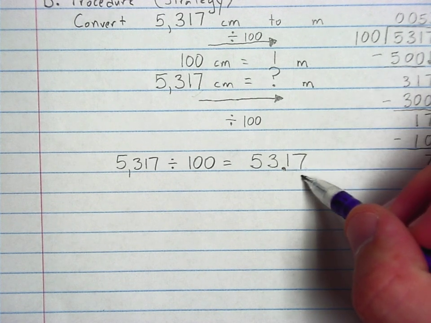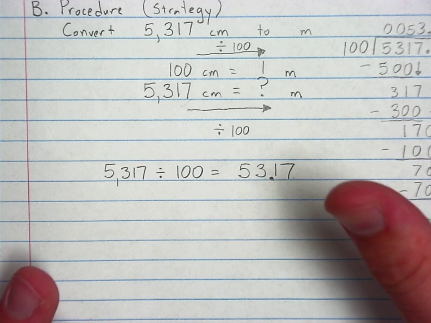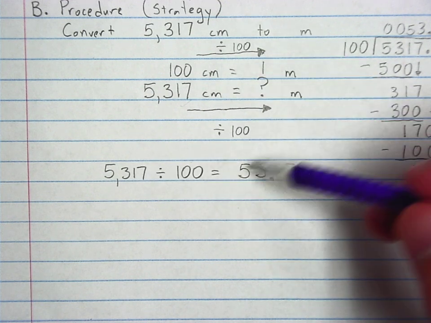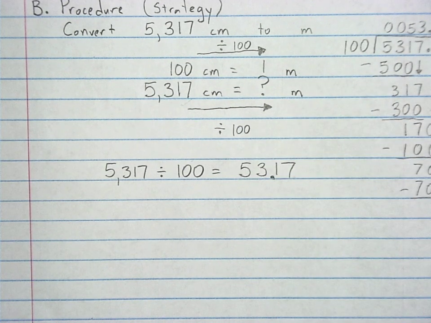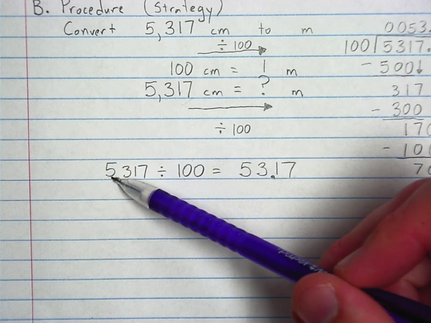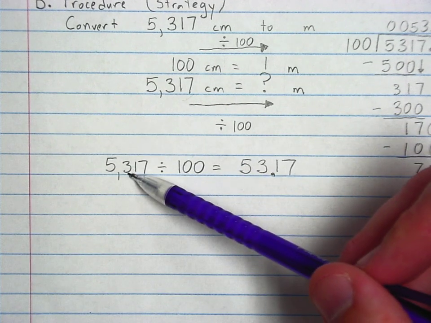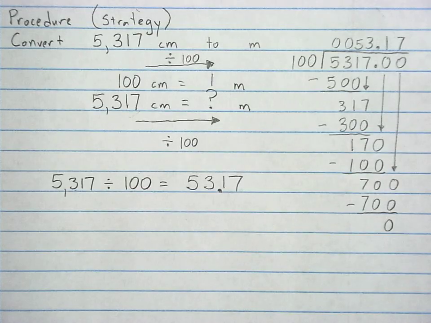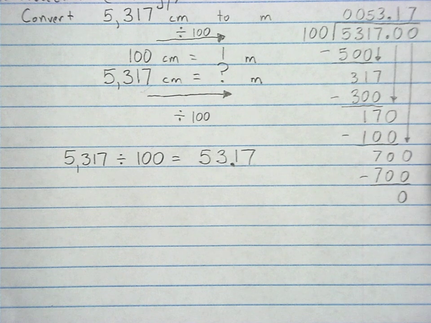A lot of people look at this as the decimal bouncing over 2 places. That's kind of what's happening. But more accurately, as I am dividing by 100, all of these digits are shifting down 2 places into lower place values. 5,000 becomes 5 tens. Okay. 300 becomes 3 ones, and so on. Same answer. You pick the method that works for you.